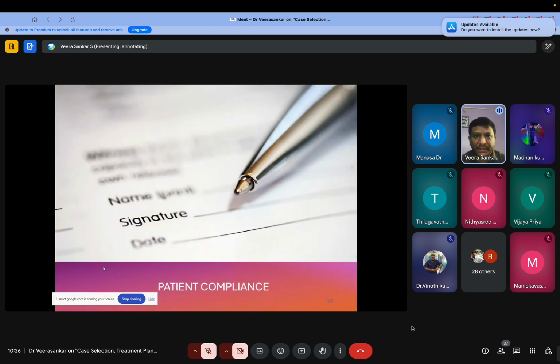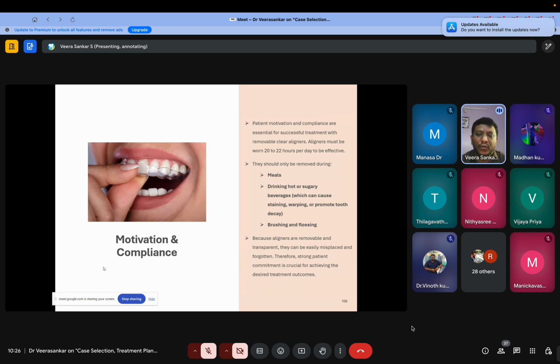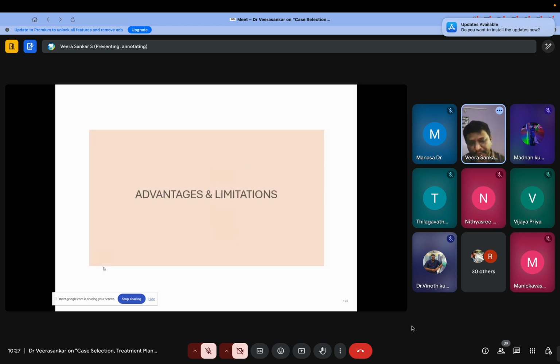Moving on to patient compliance, which is an important factor in any removable appliance. Patient motivation and compliance are essential for successful treatment with removable appliances like removable clear aligners. Aligners must be worn for 20 to 22 hours per day to be effective. They should only be removed while having meals, drinking hot or sugary beverages, and during brushing and flossing. Because aligners are removable and transparent, they can easily be misplaced and forgotten. Therefore, strong patient commitment is crucial for achieving the desired treatment outcomes.